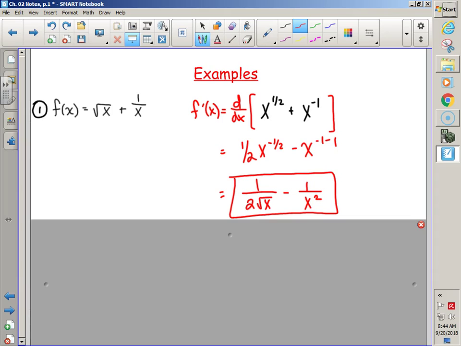So I put the x to the negative 1/2 as a square root in the denominator, and the x to the negative 2 I put in the denominator. Does that make sense? Okay, go ahead and write it.